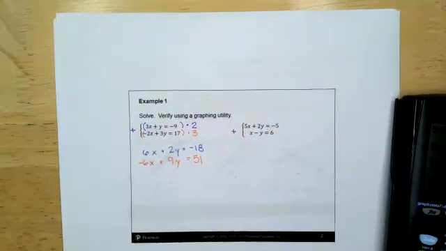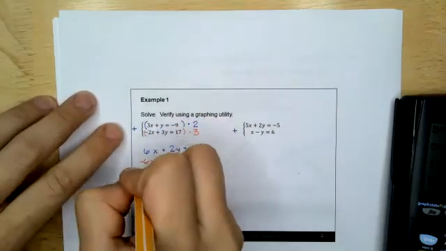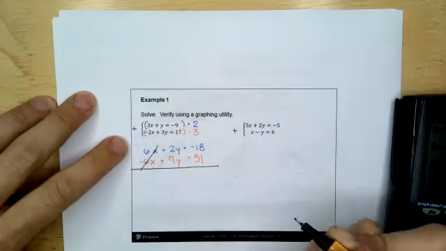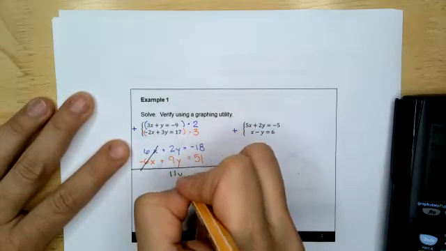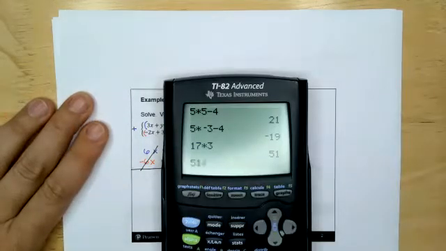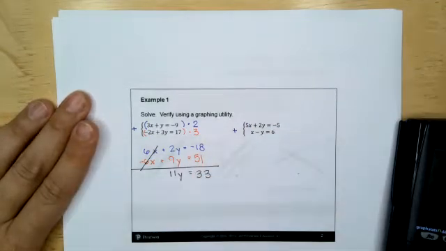And again, we are combining them, okay? You are adding this together. 6x and a negative 6x cancel each other out. 9y plus 2y is 11y. 51 plus a negative 18 is the same as 51 minus 18, 33. Good.